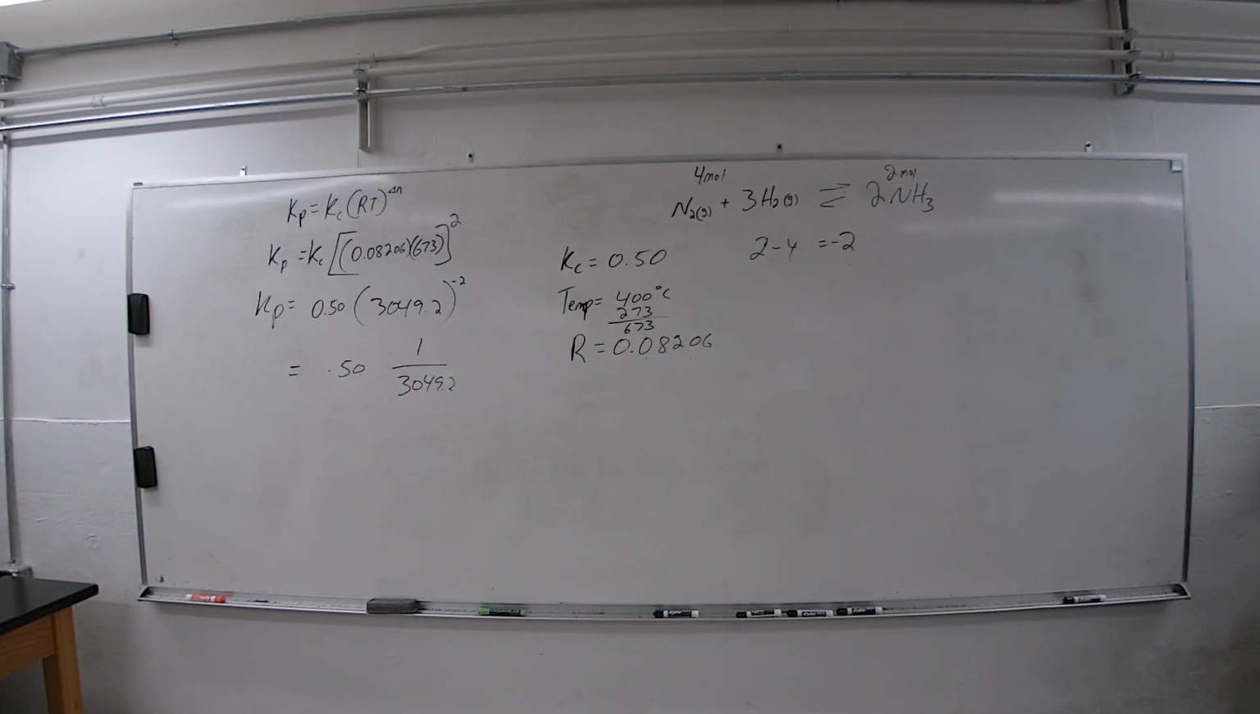Y'all good with these? It's just applying that formula, and how to get the delta n. You solve for Kc. Oh, yeah. Kp. Okay, this is going to be, see that, 1.